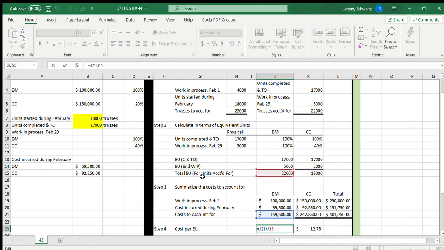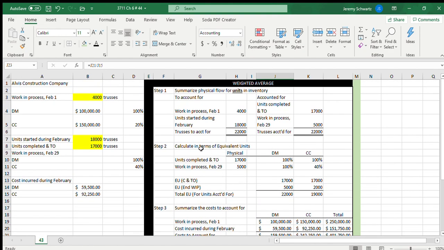Now, as you recall, under the FIFO approach, we will make use of these percentages for the beginning work in process numbers. So under FIFO, we're going to have the same step one as we did under the weighted average approach, but then our step two is going to be adjusting the amounts that we have here.